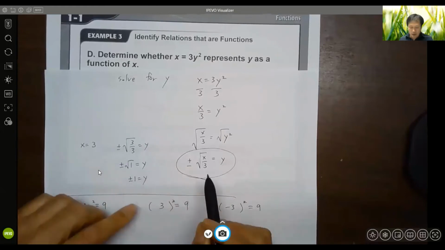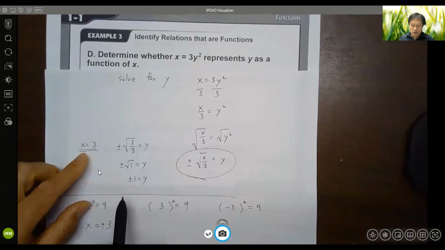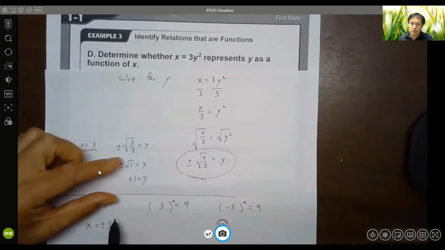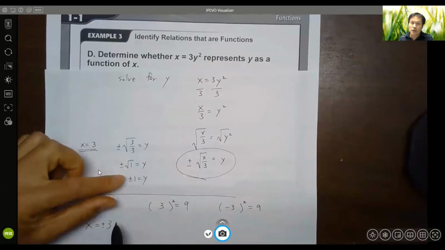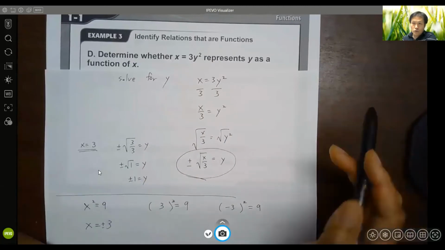What does that mean? When x value is 3, y value becomes 1 or minus 1. One input creates two different outputs. Sometimes 1, sometimes minus 1. Not a function.